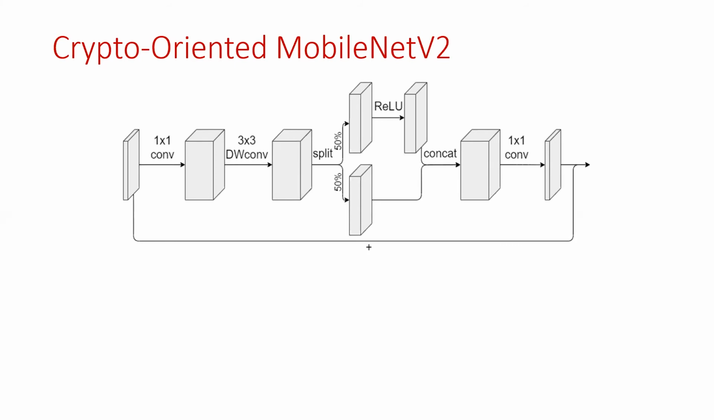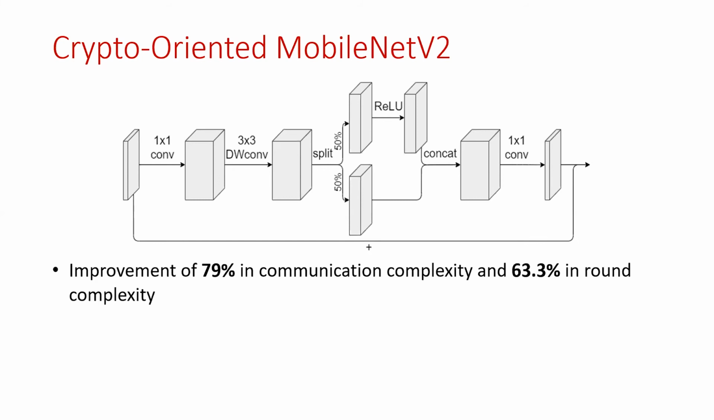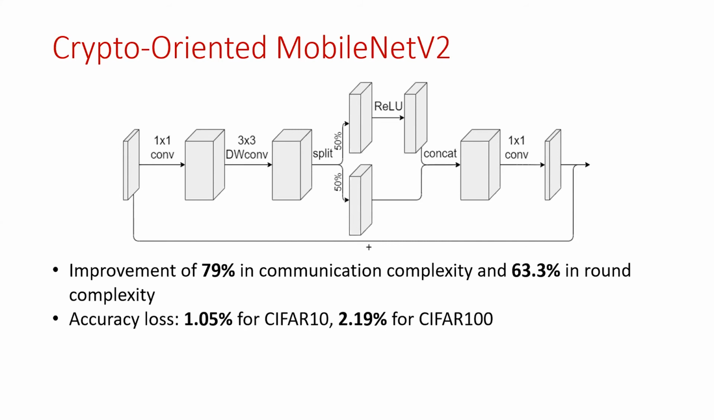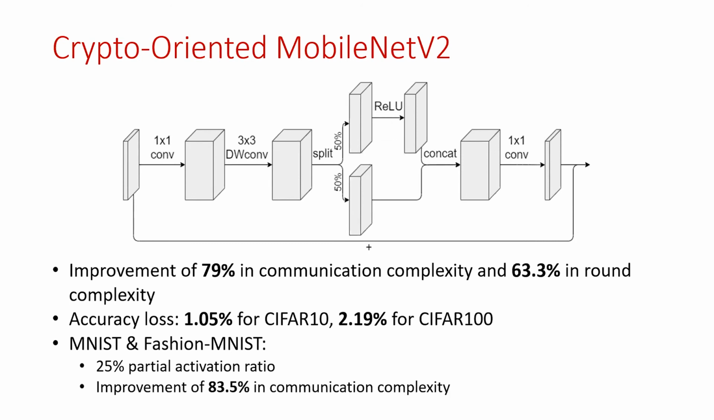And all of those modifications enabled us to improve the communication complexity by 79% and the round complexity by 63%, with only 1% accuracy loss for CIFAR 10 and 2% accuracy loss for CIFAR 100. We also evaluated this on 2 additional datasets, MNIST and Fashion MNIST. And in this case, we used a 25% partial activation layer, which enabled us to further improve the communication complexity to 83%. And we had no accuracy loss at all in this scenario.